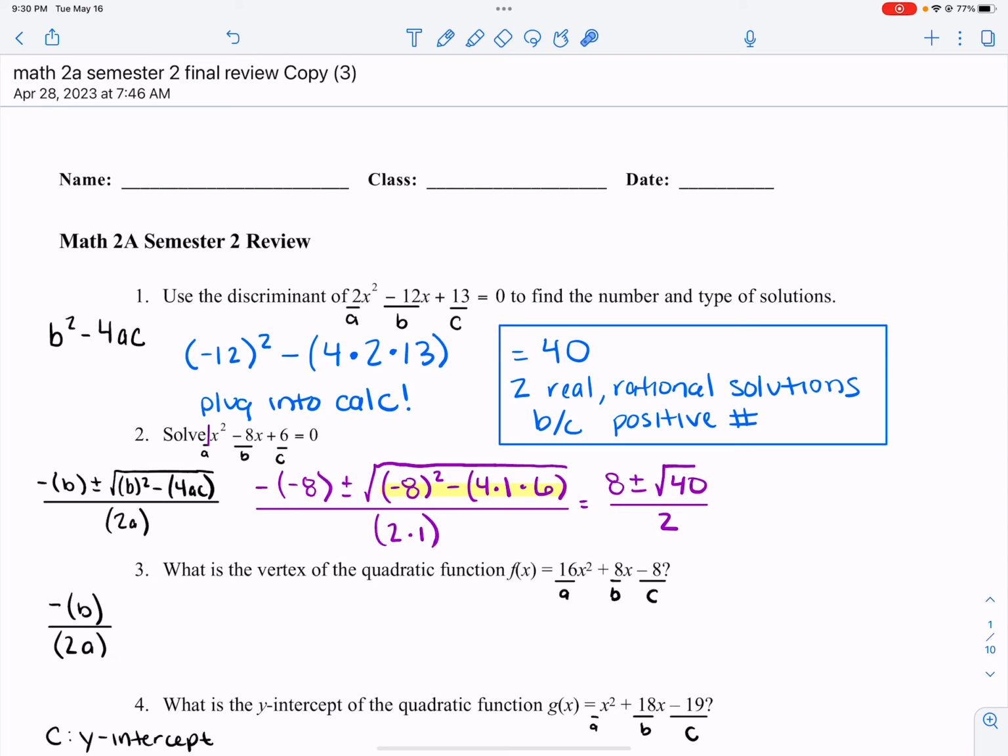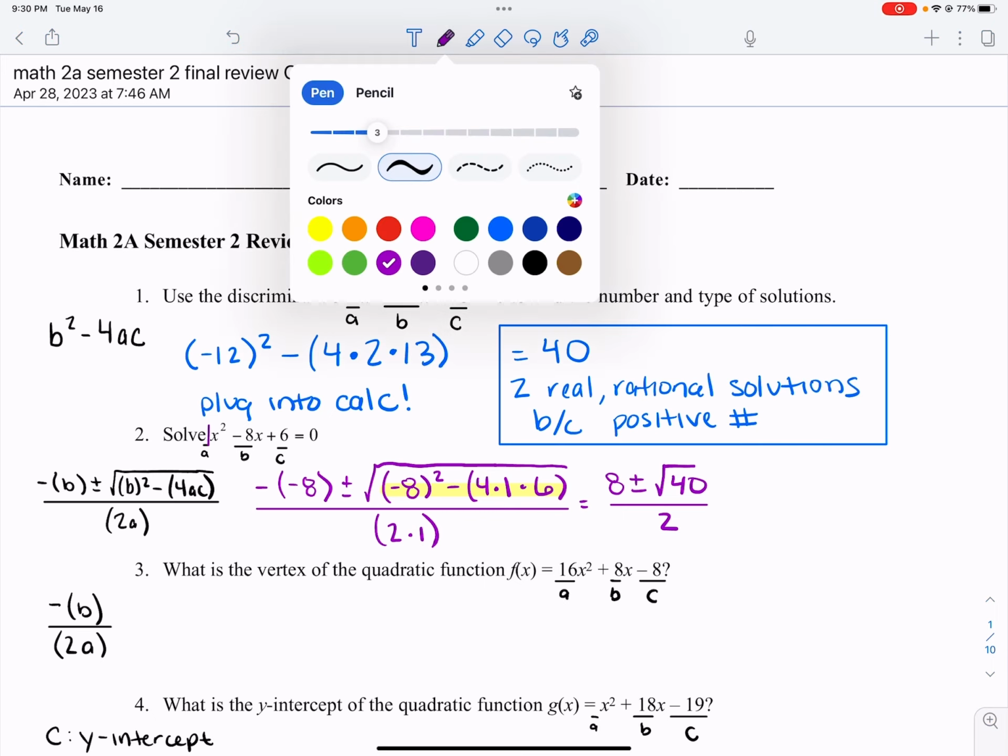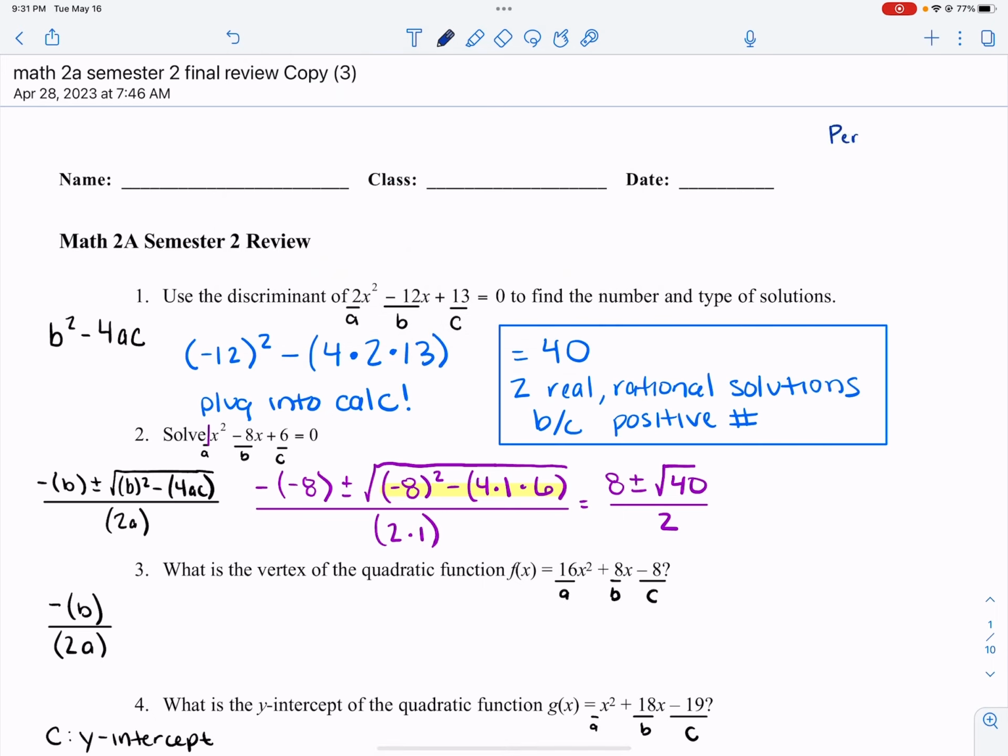So remember those perfect squares, and I'll write them down up here. Perfect squares are 1, 4, 9, 16, 25, 36, 49, 64, 81, and 100. So for our case, the number that goes into 40 that's a perfect square is 4.